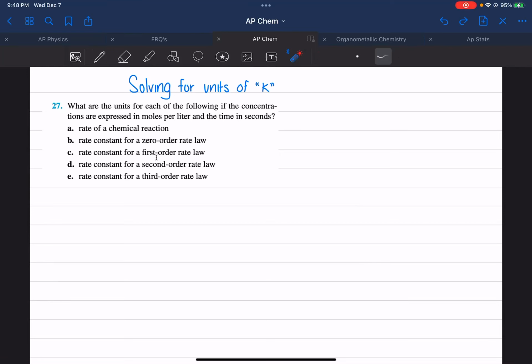Hey guys, today we are going to be solving for units of K. This is part of AP Chemistry's rate laws chapter, chapter 12. I'm not sure what unit it is, but let's just get straight into it.